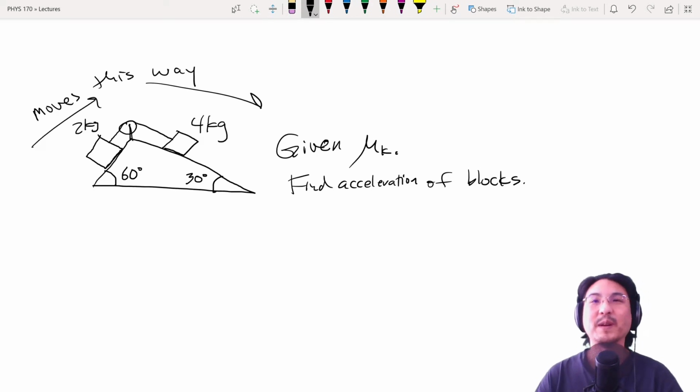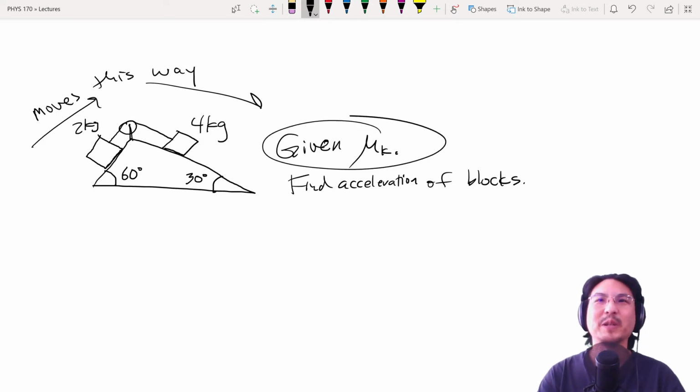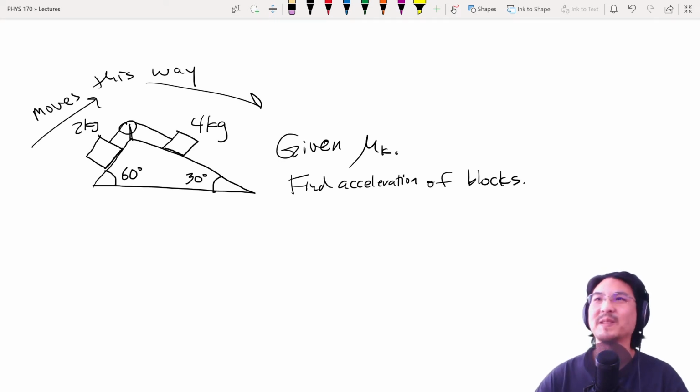So how about a follow-up question? Let's say we know the kinetic friction between this block and this ramp, and this block and this ramp. Like it's 0.1 or something, like we know the number. Solve for the acceleration of the blocks as they slide. So let's give this a try.